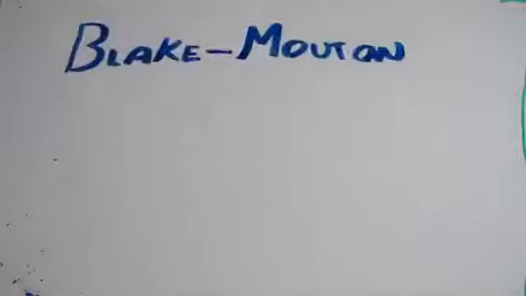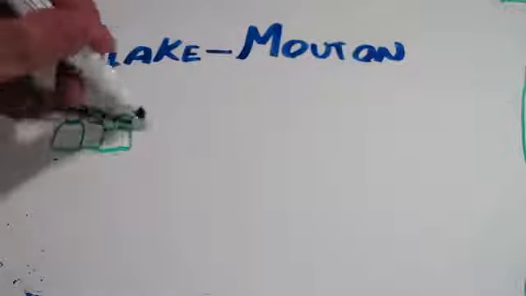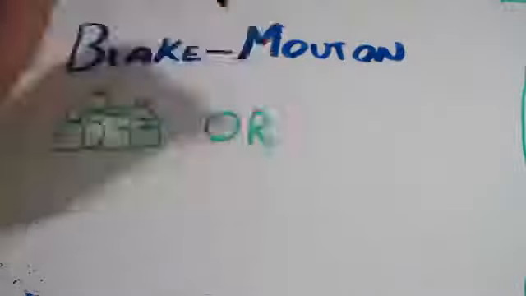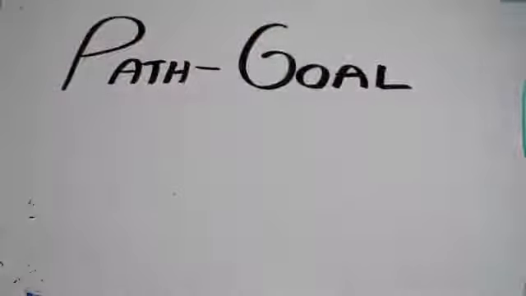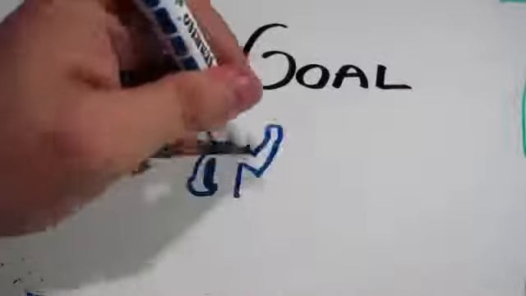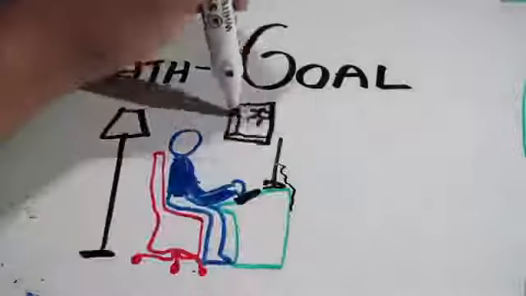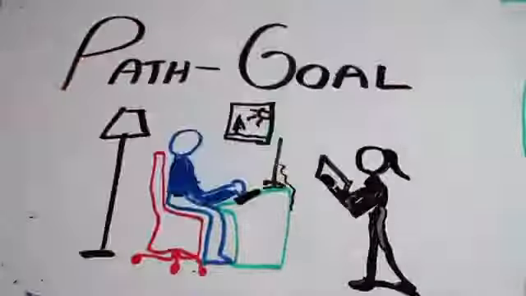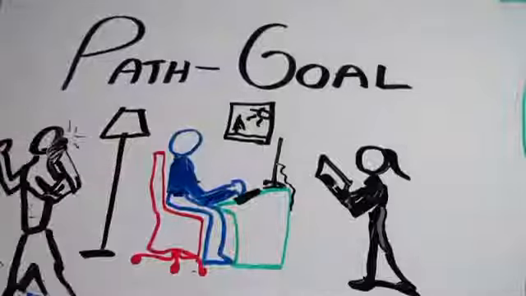The Blake-Mouton managerial grid highlights that the most appropriate style to lead should be based on your concern for people or your concern for production and tasks. The path goal theory states that the best leadership approach should be based on people's needs, the task they're doing, and the environment that they're working in.